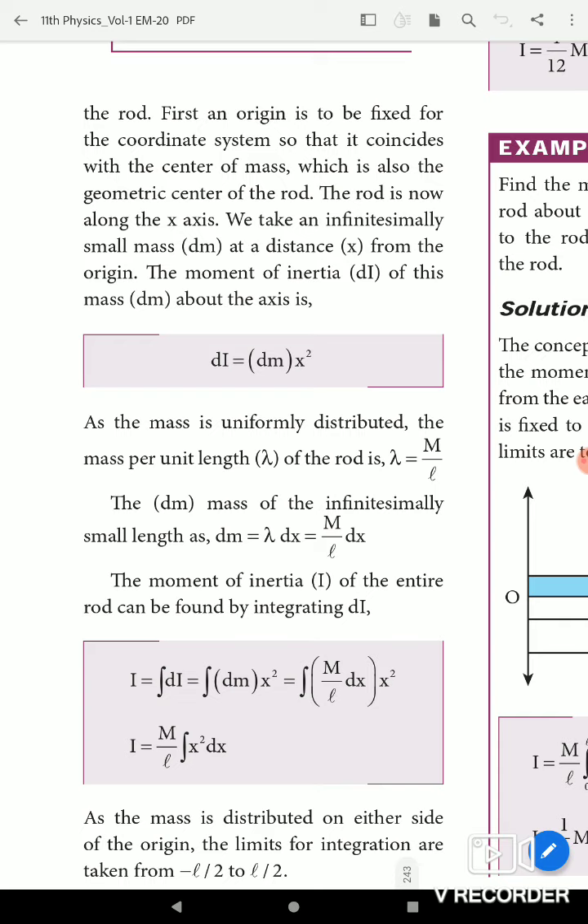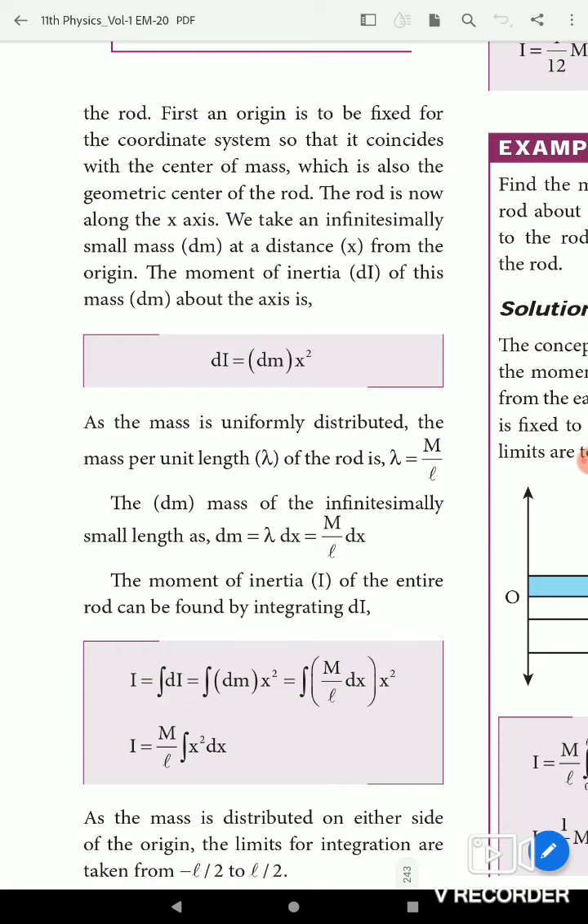Substitute the dm value in the moment of inertia. So I is equal to the integral over the entire rod of dI, that is, the integral of dm x squared. So the integral of M by L into dx into x squared. M by L is constant, so take it outside of the integral. So I is M by L into the integral of x squared dx.